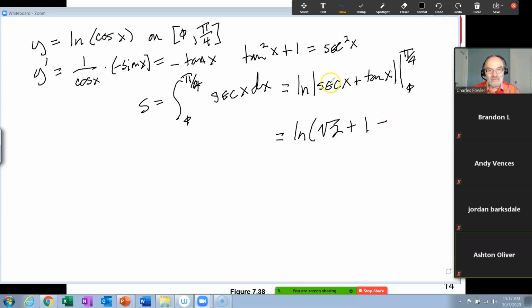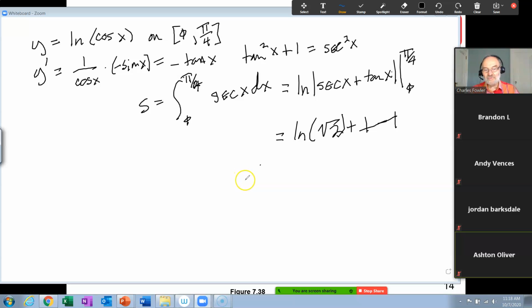Minus, when you do the secant of 0, if you recall, that's 1, because secant is 1 over cosine, and cosine of 0 is 1, so secant is 1. So those are going to disappear. Okay? And then tangent of 0 is 0.